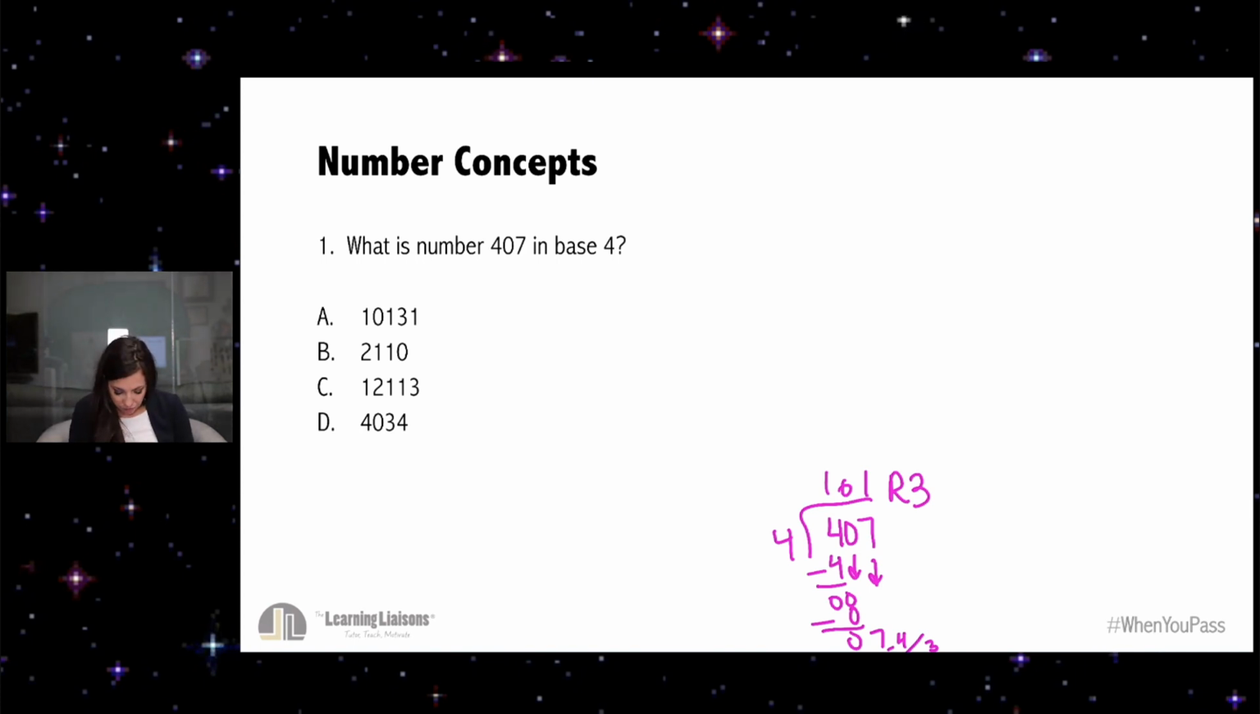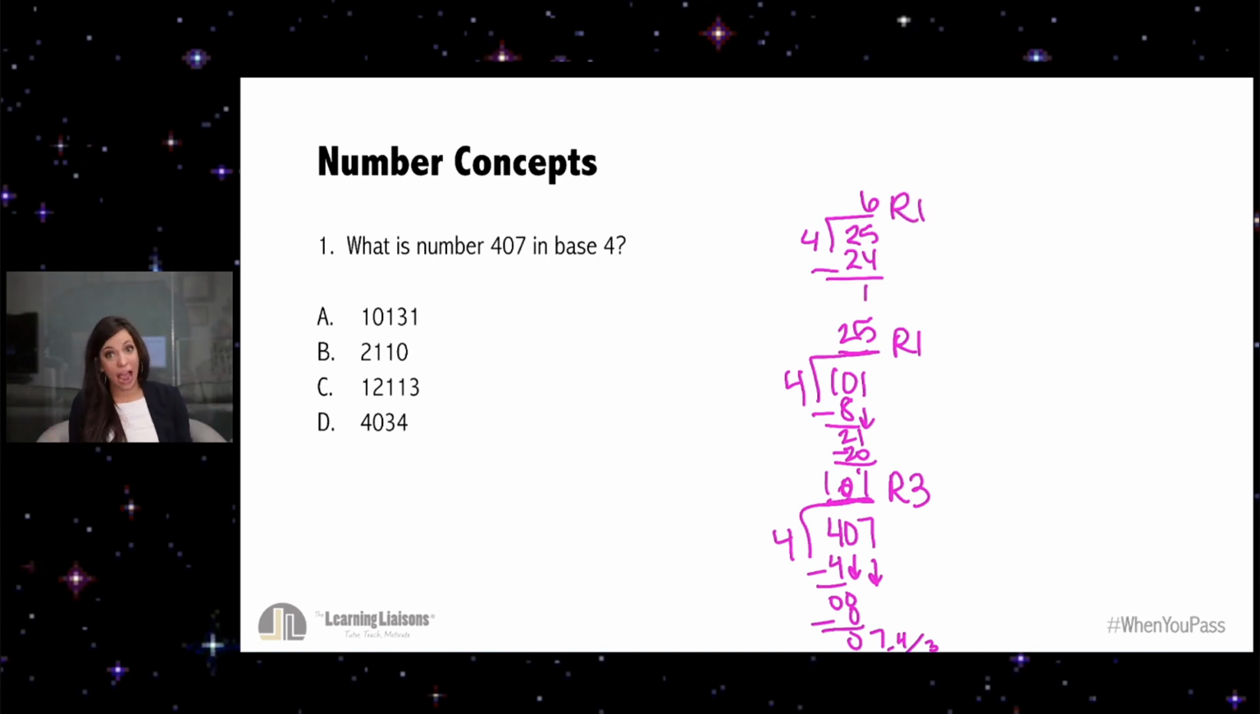Now I'm going to divide 4 by 101 because that's the number that's on the top. So 101 divided by 4, and I'm going to go through that same process, and represent my remainder. Now I'm going to divide 4 by 25 because that's the number that's on the top. 25 divided by 4. Represent my remainder again. Now I'm going to divide 4 by the number 6. Now I have a number that can't be divided by 4.